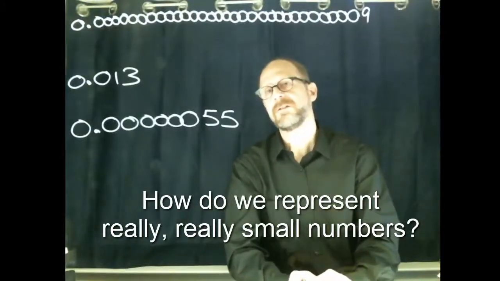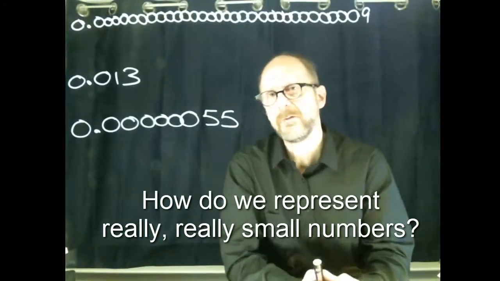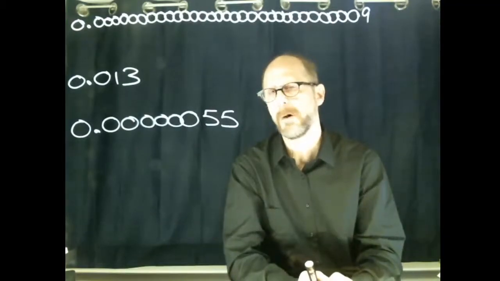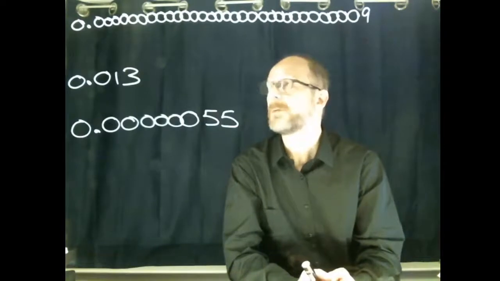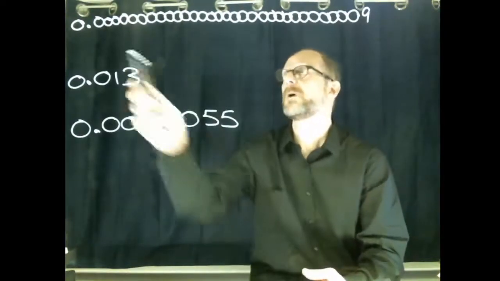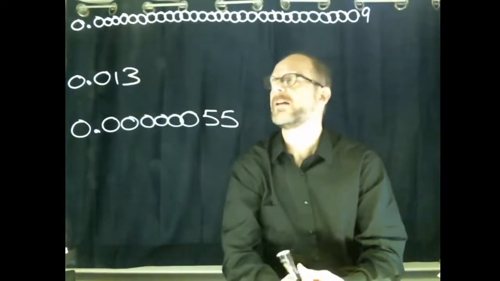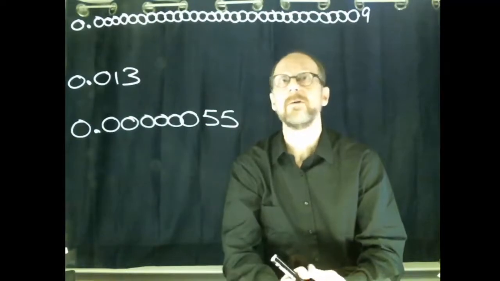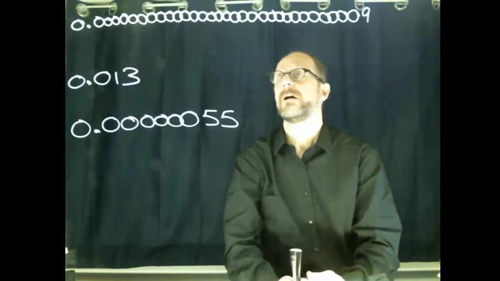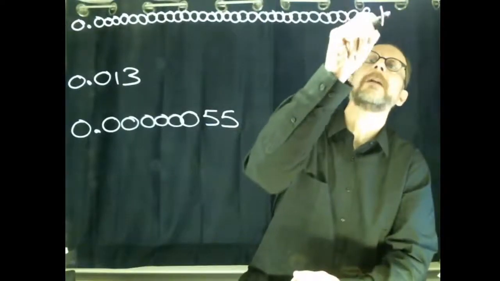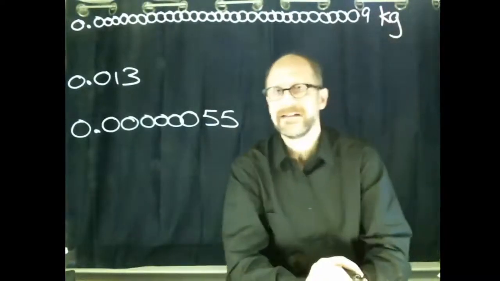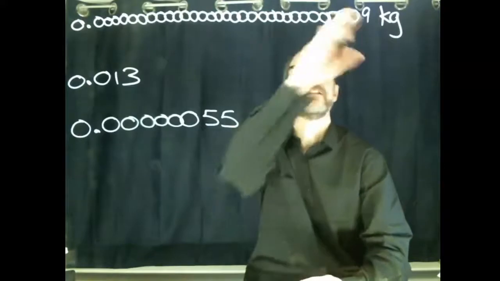Now, it may strike you as a little surprising, but in astronomy, we actually have to deal with really, really small numbers as well as big ones. And here are a couple examples. This number up here, I don't even know how to pronounce this without using scientific notation, but that is the mass in kilograms of a single electron. It's not exactly that, it's rounded.